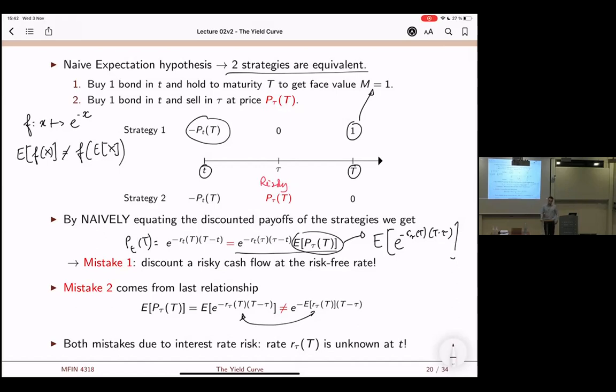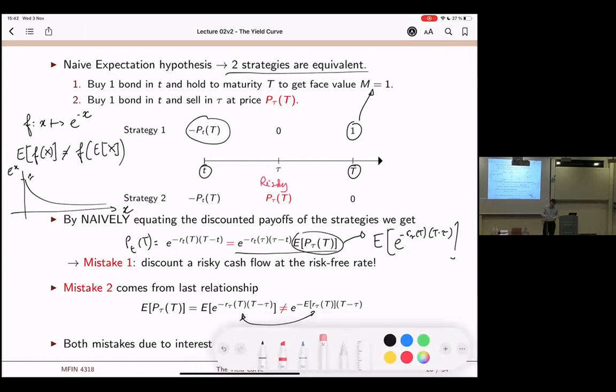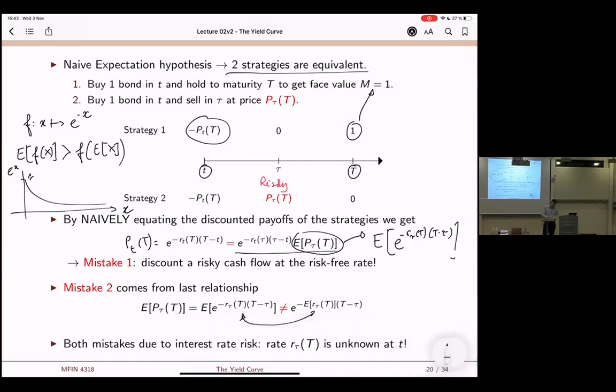Okay, the reason is that this would be an equality only if the function is linear, right? Now, this function is not linear. If you try to plot it, it would look like this. What it is effectively is a convex function. I don't know if some of you have heard about Jensen's inequality. If you have a convex function like this one, this is what you get, so you get an inequality in that direction. If the function was concave, the inequality would be reversed.